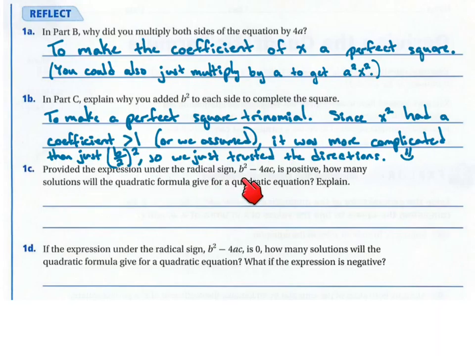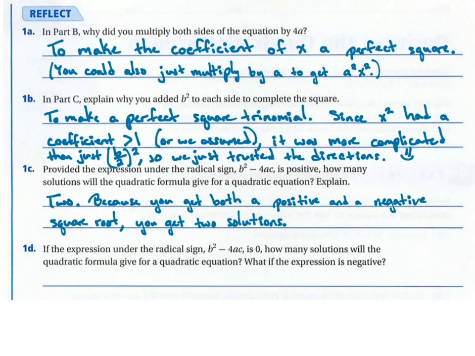1c. If the answer to this is positive, how many solutions do we have? Well, we have 2, because then you'd get both a positive and a negative square root, right? Let's say this expression right here was equal to positive 9. Well, then when we took the square root, we would get positive 3 and negative 3, right? We would get plus or minus 3. And then when you did the rest of the math, you would end up with 2 solutions.